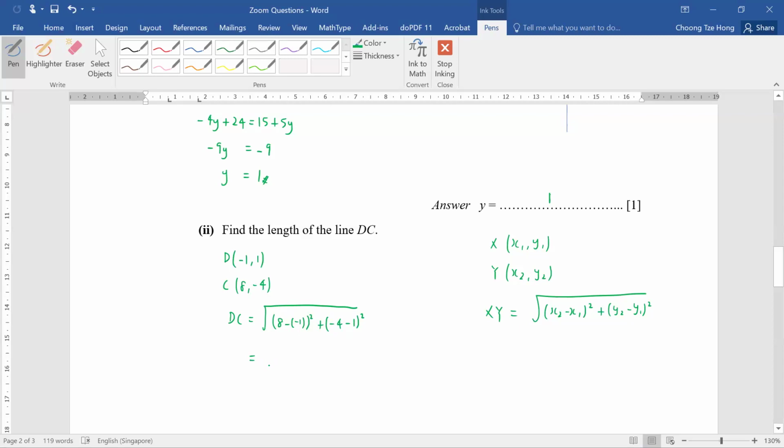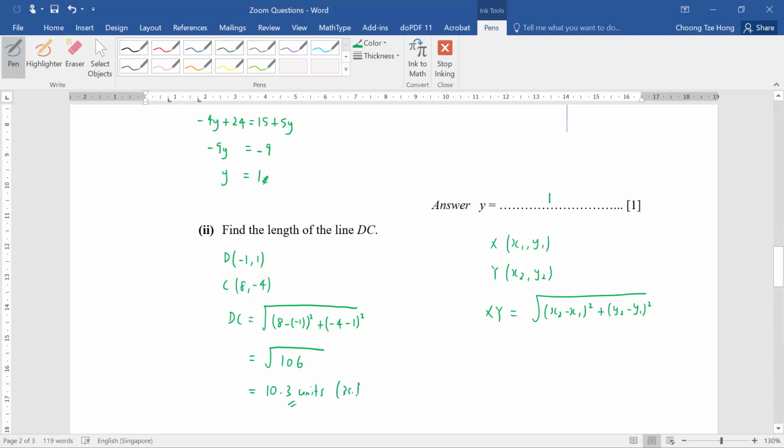Okay, so over here we should get 8 minus 1 is 9. 9 square is 81. 81 plus negative 4 minus 1 square is 25. 81 plus 25, you'll get 106, right? Okay, so you square root and write your answer in 3 significant figures, you will get 10.3 units.